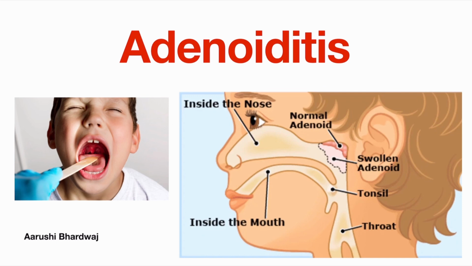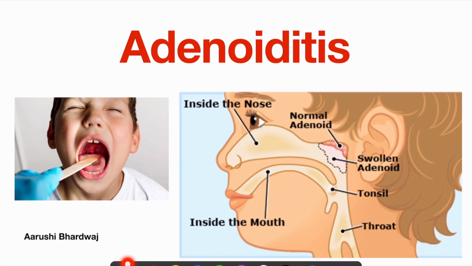So without further ado, let us get into this topic. If you can see this picture, this is the oropharyngeal area and this is the nasopharyngeal area, and the adenoid is present in the nasopharyngeal area. So where are the palatine tonsils and the other tonsils present? These are present in the oropharyngeal area.